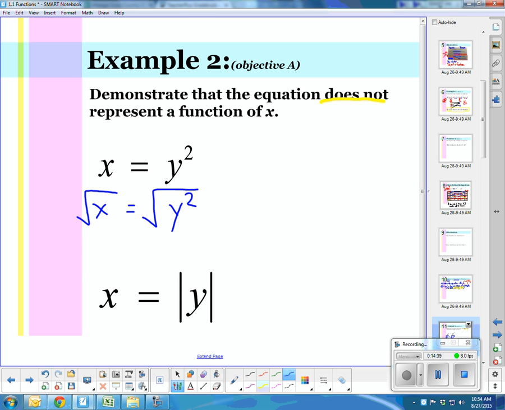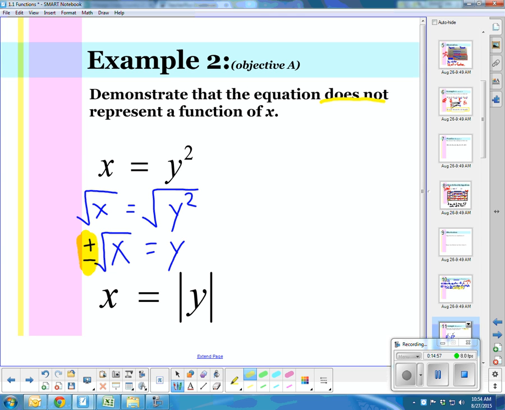And when you take the square root of both sides, you end up with a plus or minus. So it's plus or minus the square root of x equals y. When I see this plus or minus right here, that says to me, hey, that is not going to be a function.